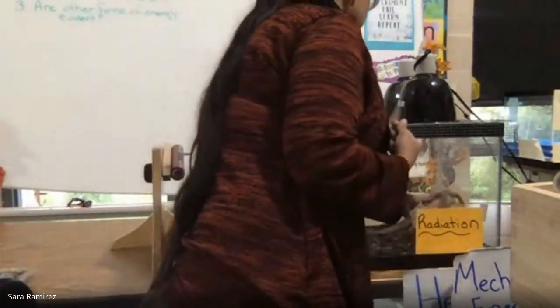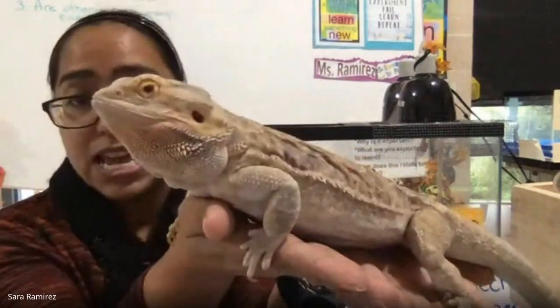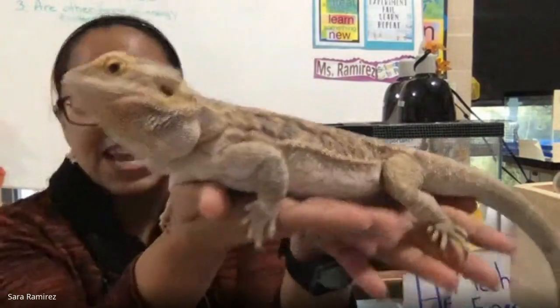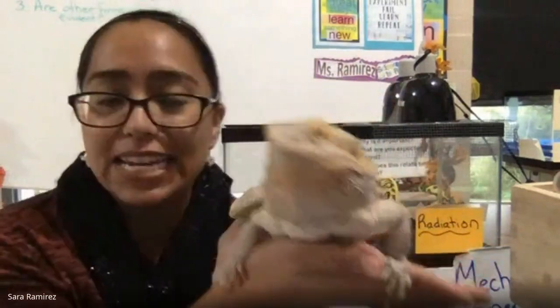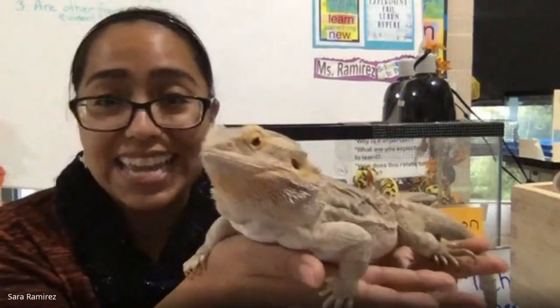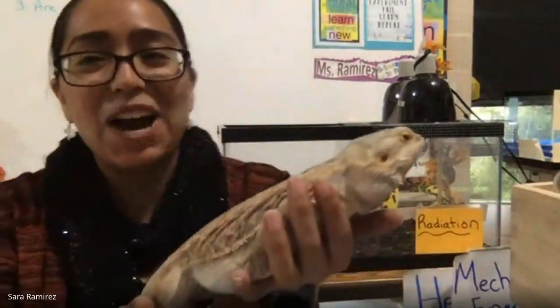heat for their survival. So I have an example of one of them here, and this is Spike. He is a bearded dragon. He is cold-blooded, and because he's cold-blooded, his body is not that great at maintaining a constant body temperature. So when he feels cold, he's going to need a heat lamp. Since he's a pet, he's going to need a heat lamp to help him stay warm. Oh, and he just jumped off. We're going to go ahead and put him back because he's getting a little frisky.